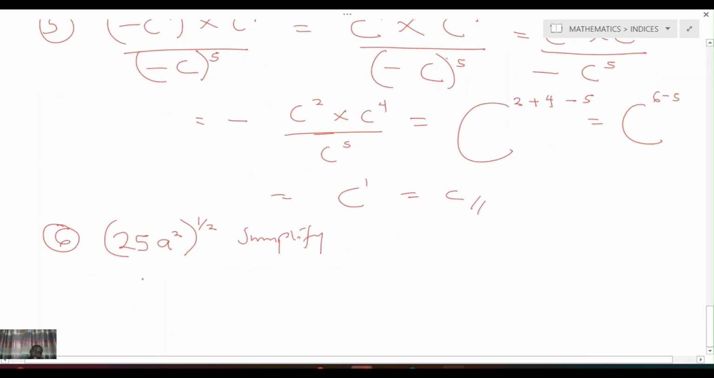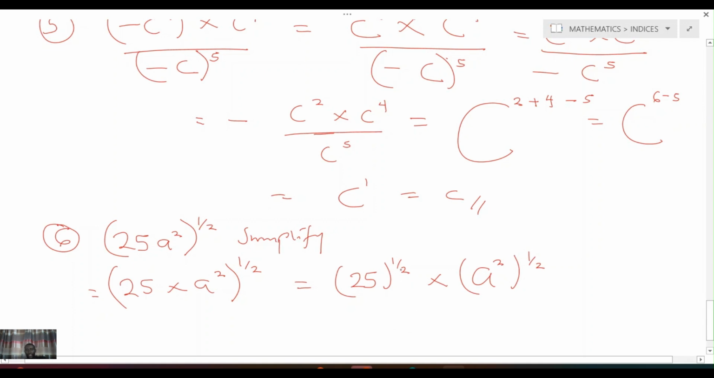To make it easier for us, let's break it down. We know that this is 25. It's the same thing as 25 times a raised to power 2, everything in brackets, raised to 1 over 2. Okay? Now, from the rules of indices, this is the same thing as 25 raised to power 1 over 2 times a squared raised to power 1 over 2. Okay?